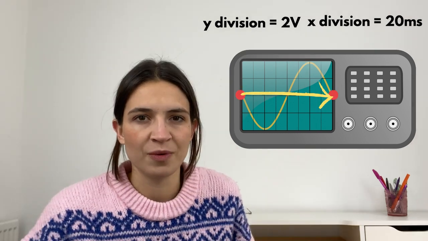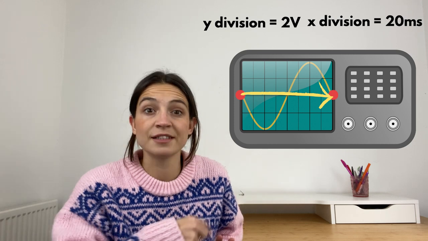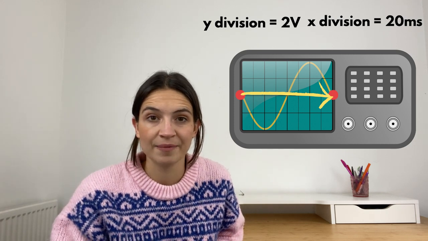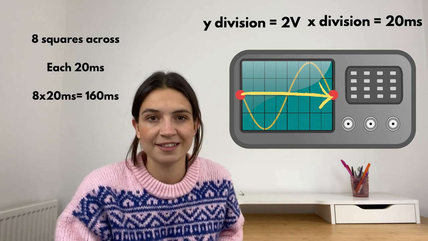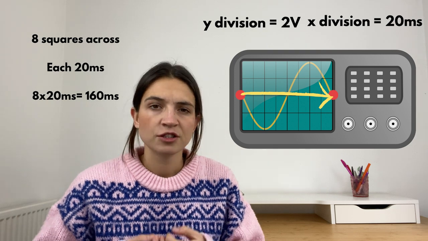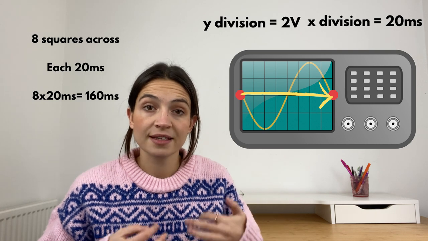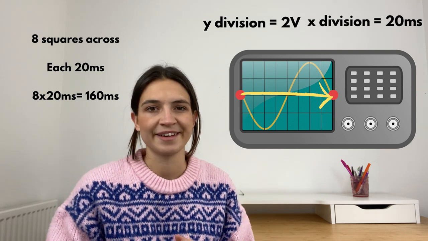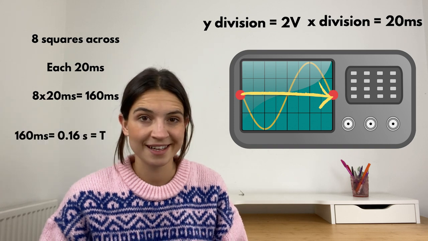And what about the frequency? First, let's find the time period of my wave. This is one complete wave here. And there are a total of 8 squares across my x-axis. Remember, each square was worth 20 milliseconds. So if one whole wave is 8 of them, then one whole wave takes 160 milliseconds. To convert into seconds, that is 0.16 seconds.